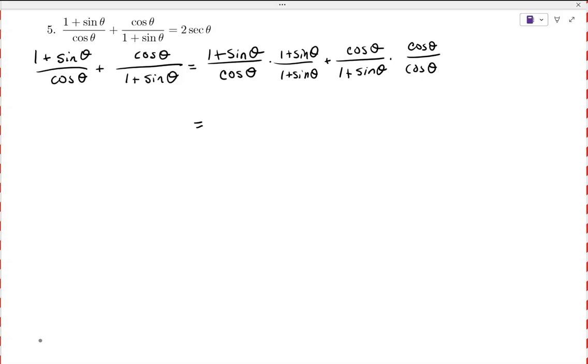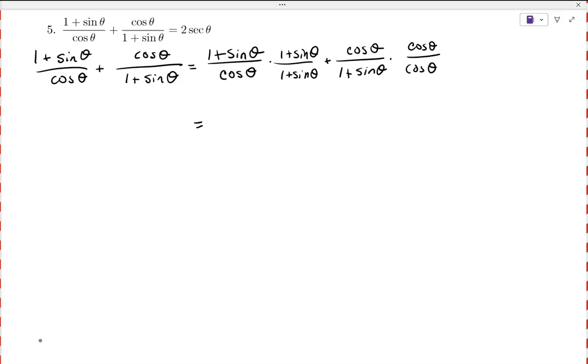Okay? So for example, what are we trying to end up with? What do we want the last thing to be? 2 secant theta, right? Secant is the same thing as 1 over cosine. So I do want to see a cosine in the denominator, which I see in both of those, right? What do we not want in the denominator? 1 plus sine theta. So somewhere along the line, that better cancel out.